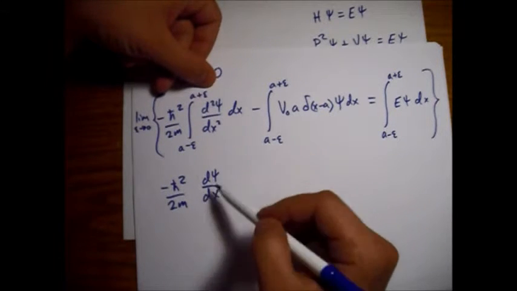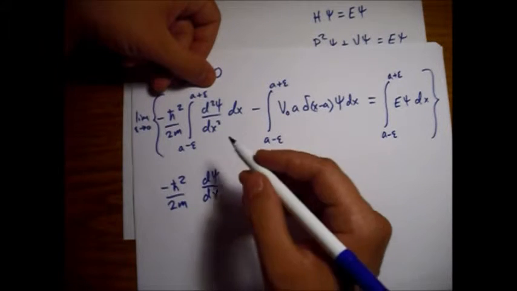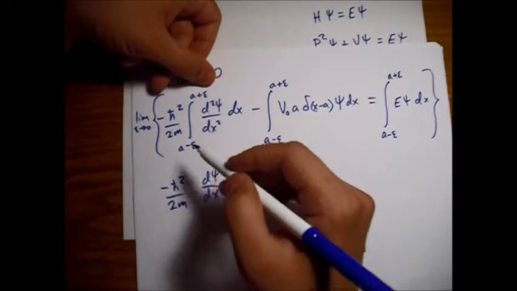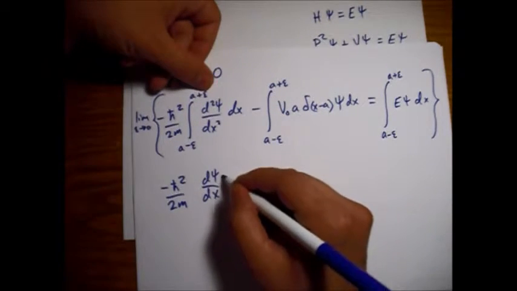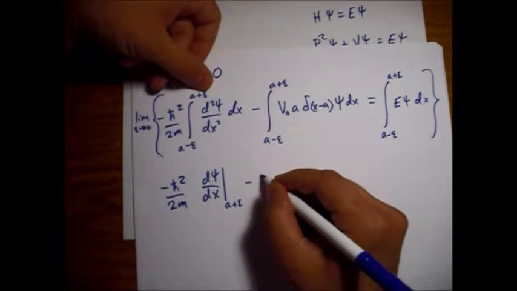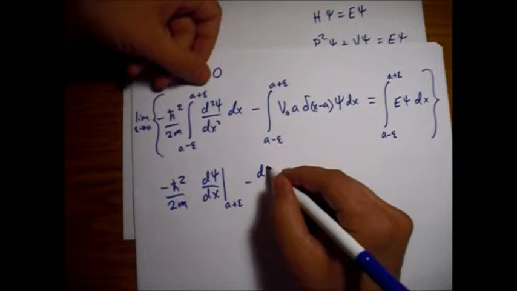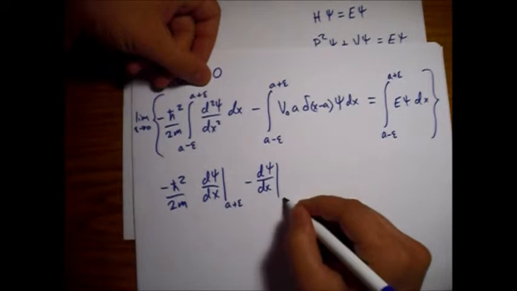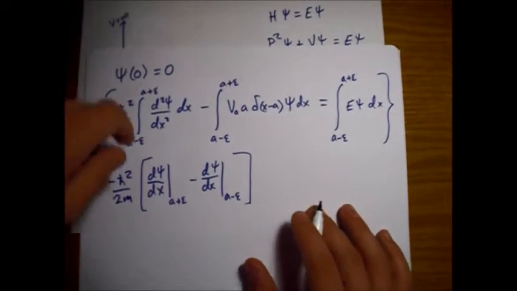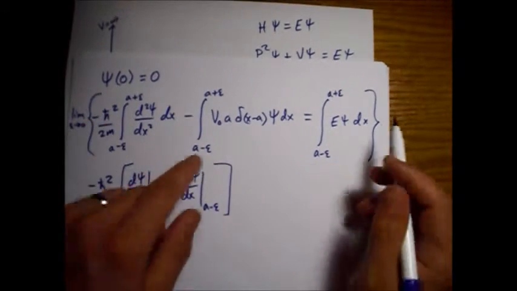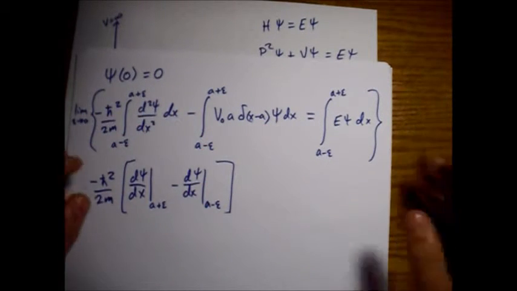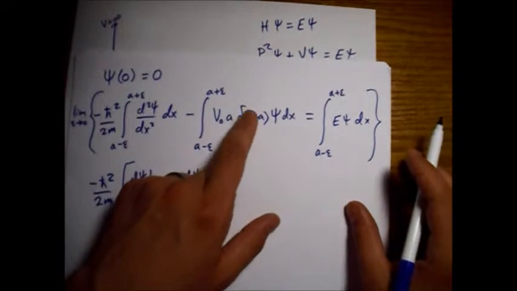We have this, but then we're evaluating it at these two limits of integration. This one's evaluated at a plus epsilon, and then we have to worry about this bottom limit of integration, a minus epsilon. Now here we go. We are integrating over x equals a, plus epsilon minus epsilon. That's kind of the whole point of this, is just so we can include this delta function right here.